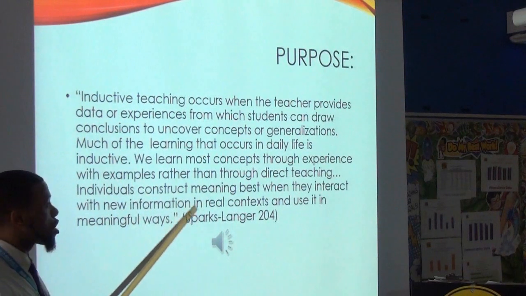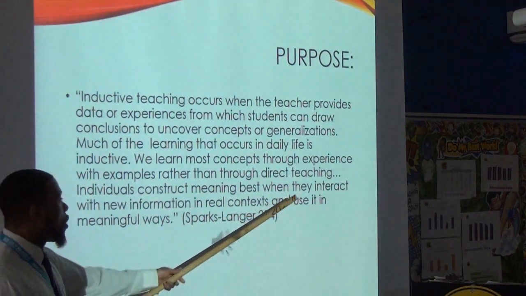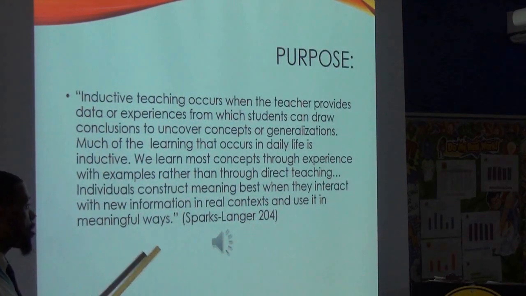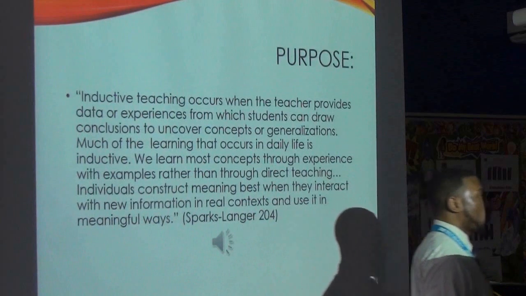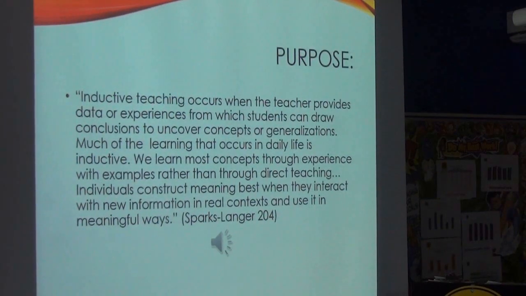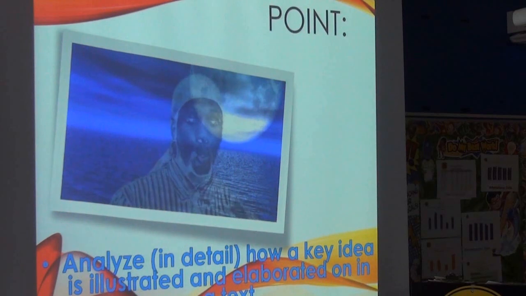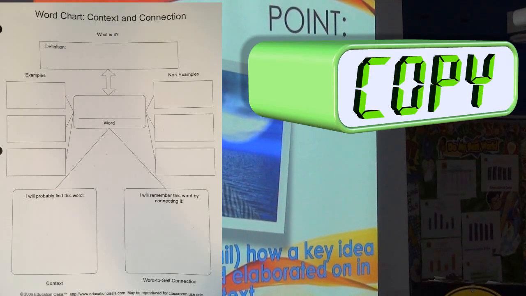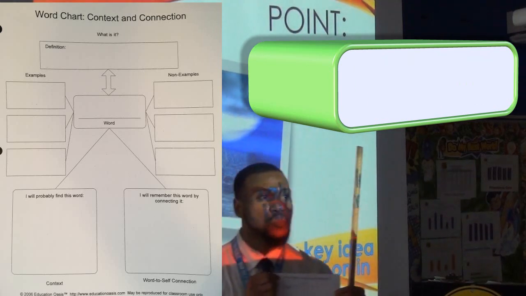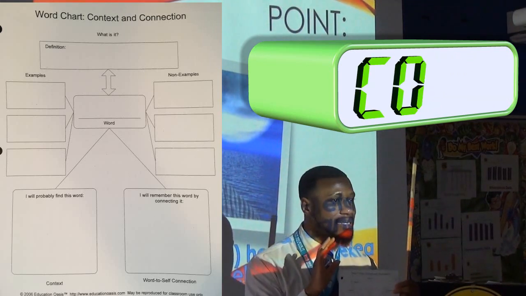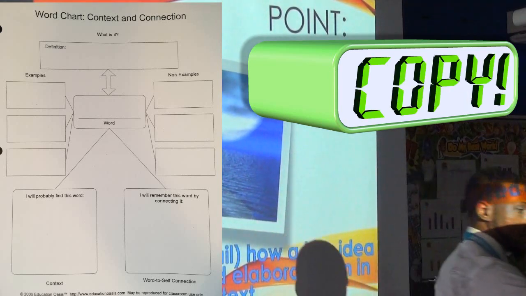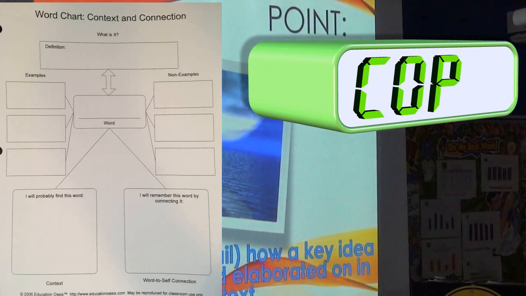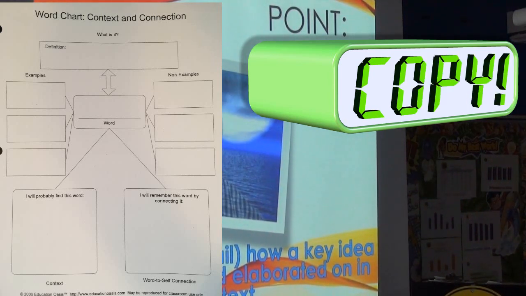Individuals construct meaning best in life when they interact with new information in real contexts and use it in meaningful ways. So this is the best way to learn, for you to try to figure it out instead of for me to just give you the information. At the top of your paper, you're going to write down this objective under where it says word chart. Don't put it in any of the boxes. Put it right up under the title where it says word chart.